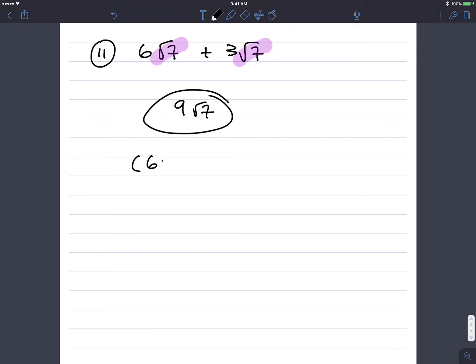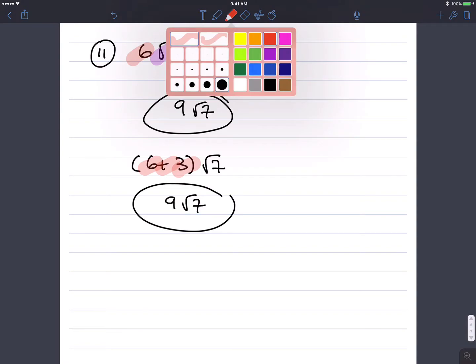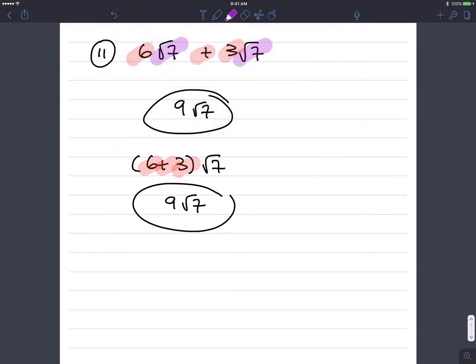If you like to use a distributive property, we get 6 plus 3 in parentheses times that square root of 7 gives you 9 times the square root of 7, meaning we take the 6, we add it with our 3, we end up keeping the square root of 7. So it's 9 times the square root of 7.